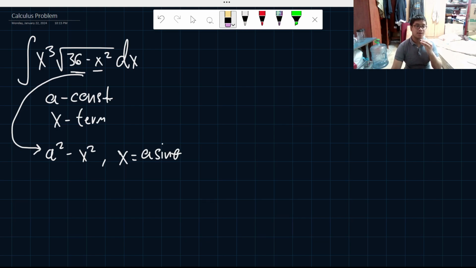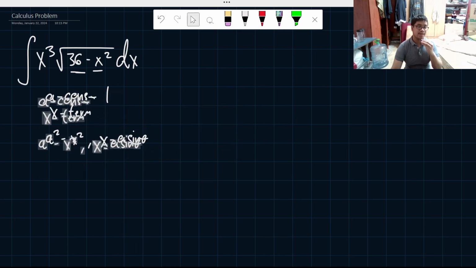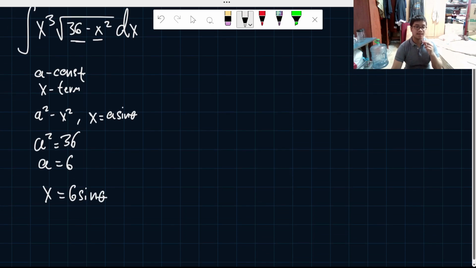All right? Now, here's the question. What is your a and what is your x? I think I've already mentioned earlier that your a is the constant. So this 36 is your a squared. So you square root both sides, your a is 6. Now what we can do is substitute it here. So we have x equals 6 times sine theta. All right? So that's it.